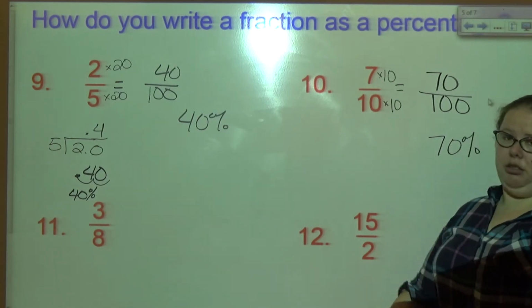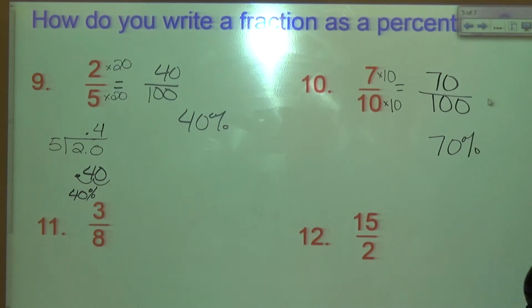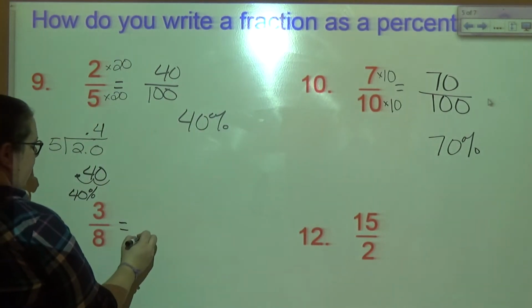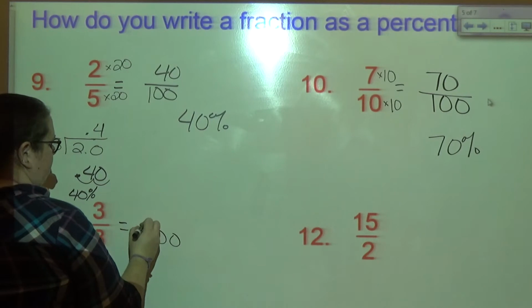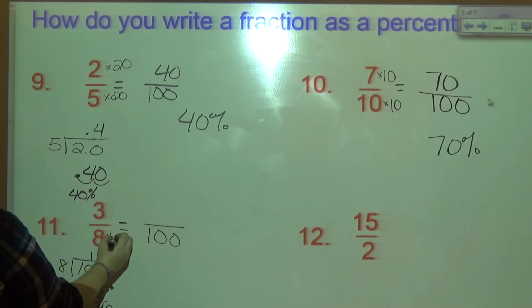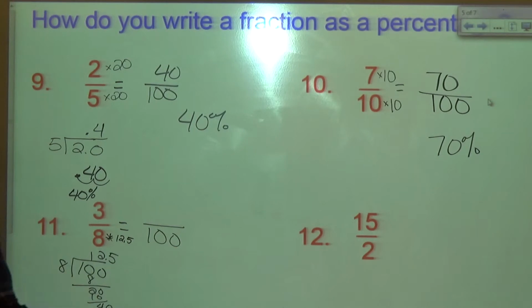3 out of 8. So this one's a little tricky. We need to figure out how many times does 8 go into 100. So we're going to do 100 divided by 8, because I don't know that off the top of my head. Once, twice, 5 times. So it's 12.5. So we're multiplying by 12.5.